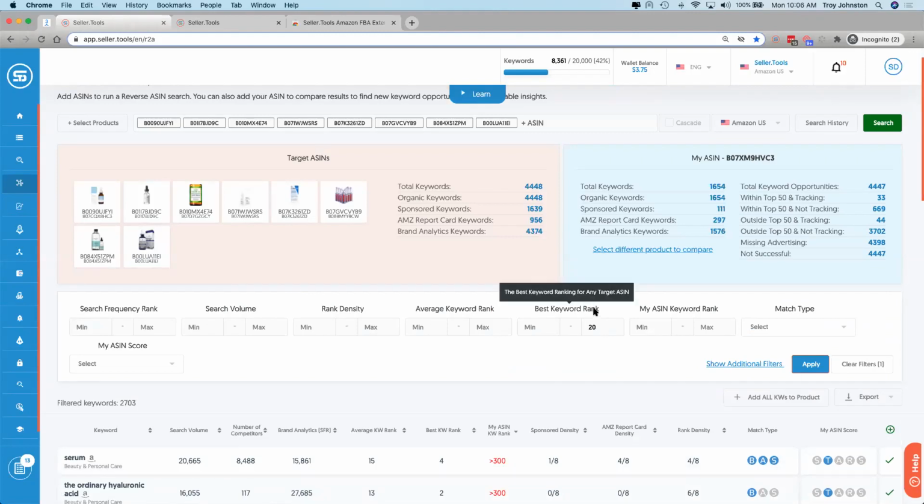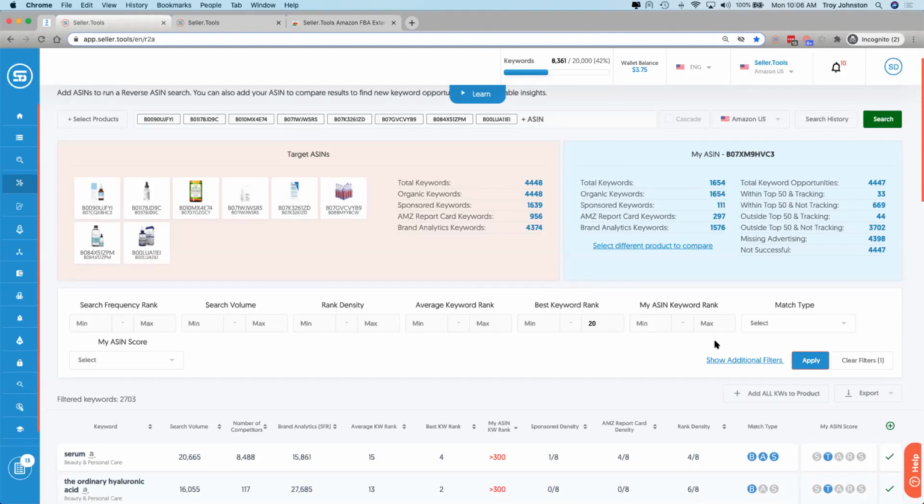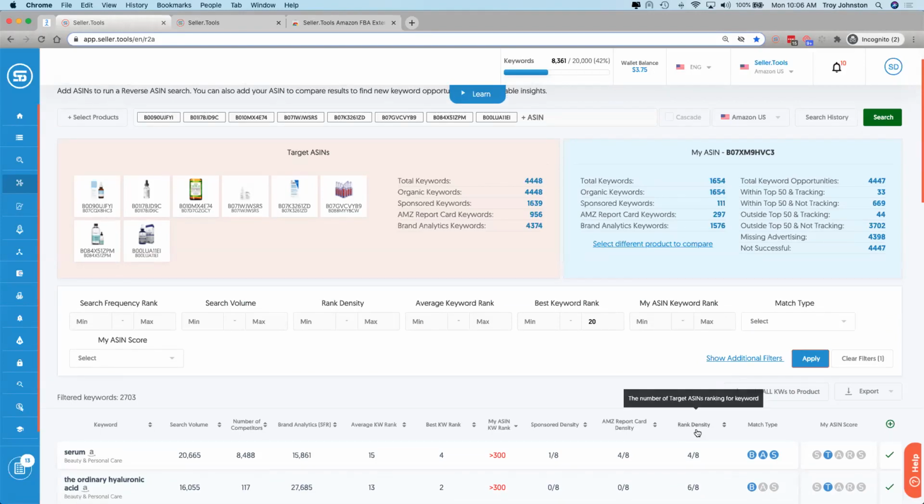So I like best keyword rank again, because that's saying who's doing the best in terms of their keywords, and more often than not, they are going to have slightly higher rank density. It's going to be a greater cluster of performance here across some of those target ASINs.